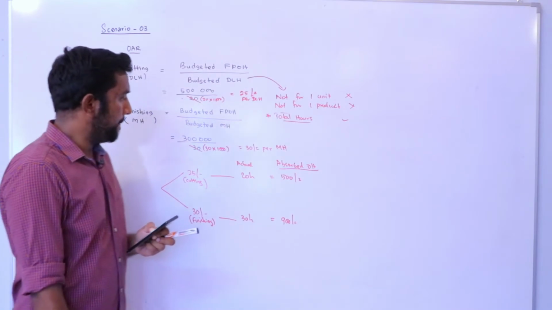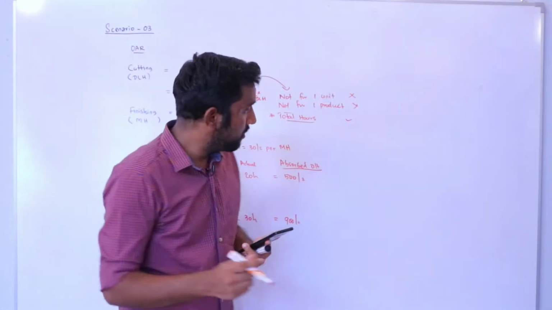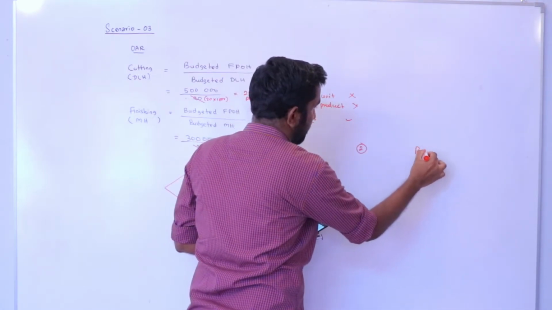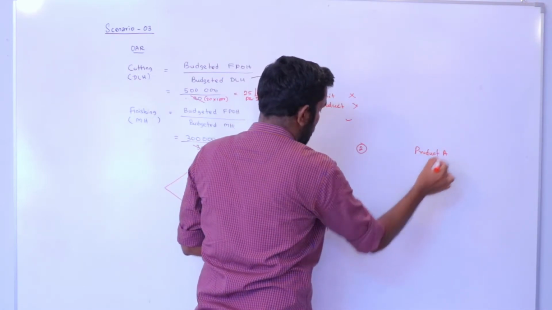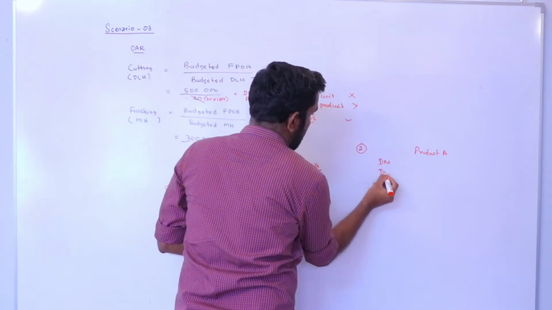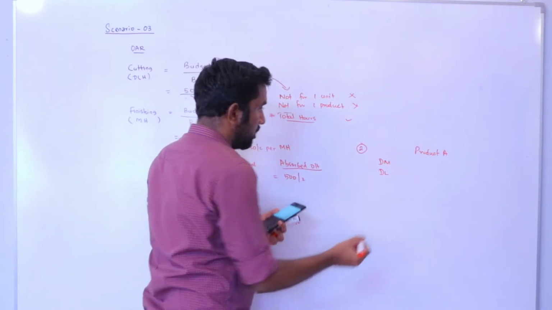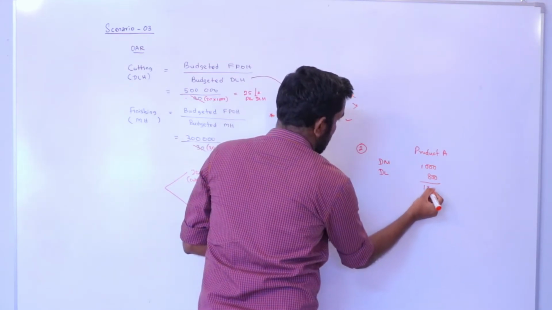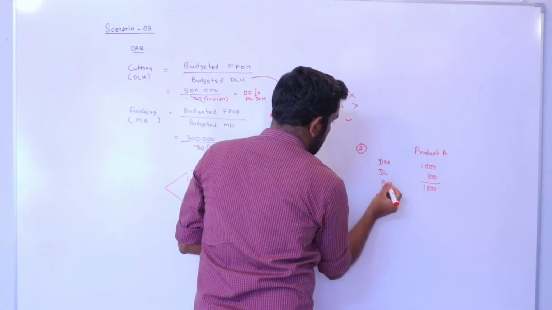The next question is the cost of product. We are producing product A. Direct material and direct labor, which are given in the question, are 1000 and 800. So I get 1800 as the prime cost.